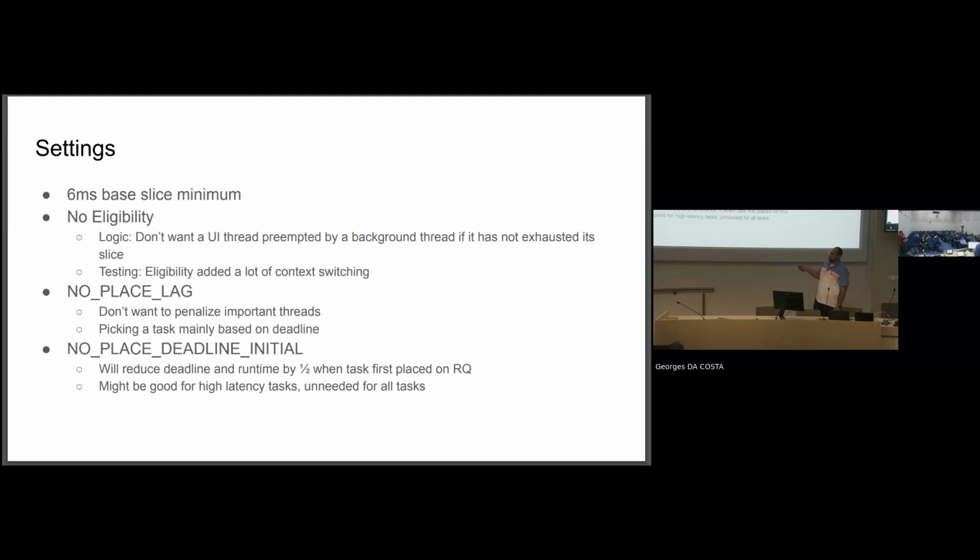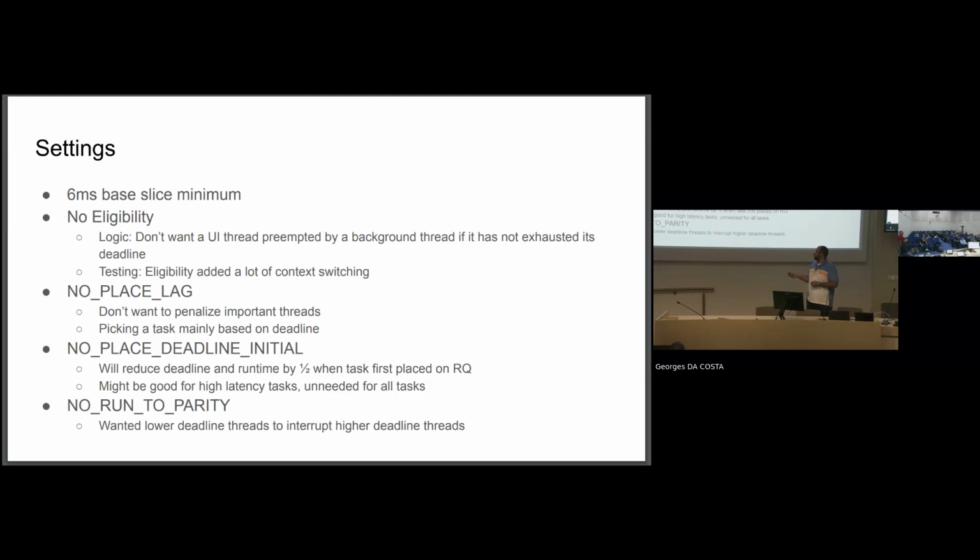And again, sometimes especially when the CPU is overloaded, a lot of the high priority tasks just stay on the run queue and they don't have enough time to go to sleep. So if a background thread first wakes up and is added to the run queue, it's going to have its deadline reduced and get to run sooner, which in this case we might not want. And then the last one is no run to parity.